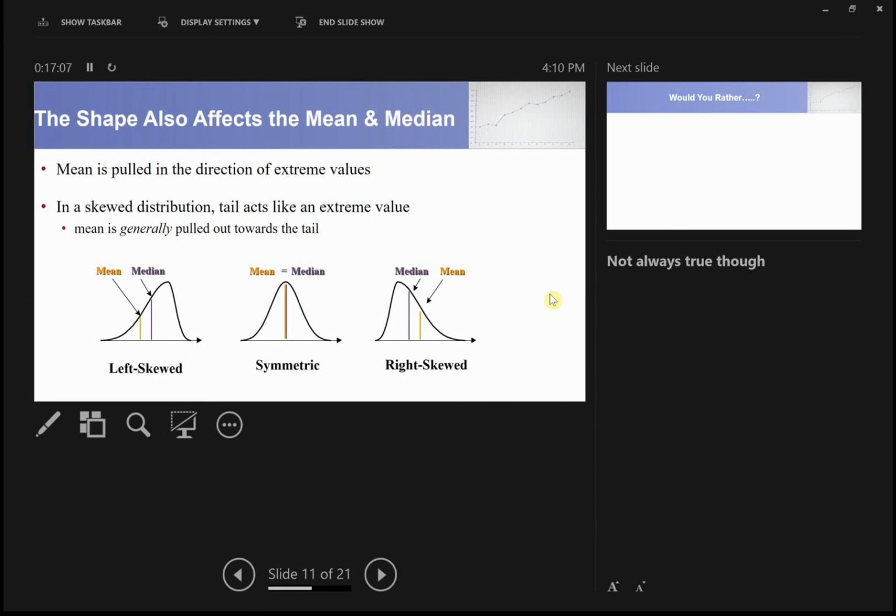Notice that when you have a tail, the tail has the same effect as an outlier, okay? It's kind of drawing the data up to one side. And what's happening is it's drawing the mean out towards the tail, just like an outlier would, okay? So when we have a left skewed distribution, the mean generally is getting pulled out towards the left. And again, you can see really clearly, this would not be a good measure for the center of the data set. It's pulled out in the tail, right?